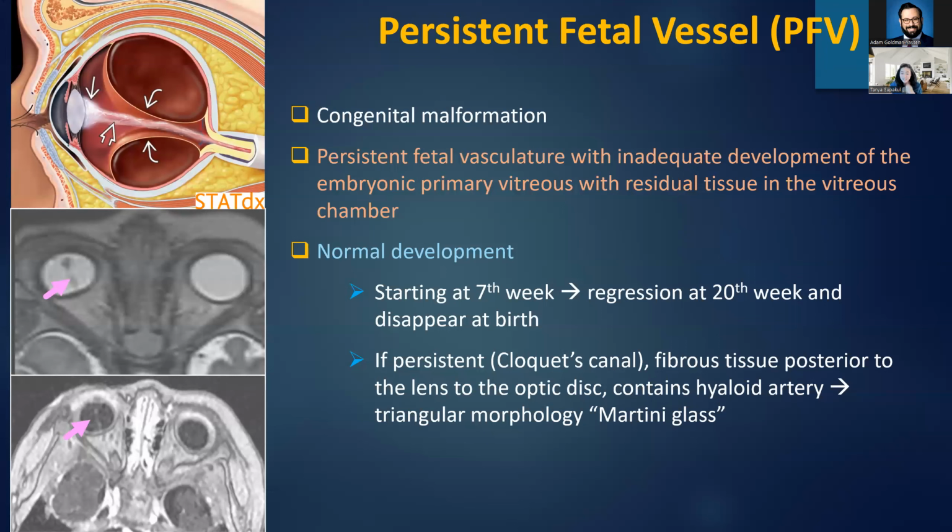When you see this, the classic appearance is called the Martini glass appearance. So I think the key thing for PHPV or PFV is that the leukocoria happens on the first day of life, and patients normally have microphthalmia.